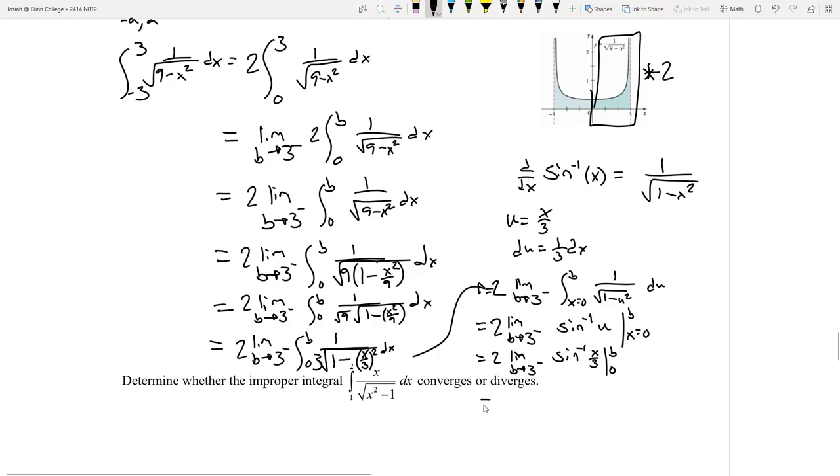Almost there. We've got 2 times the limit as b tends to 3 from the left. And then we'll go ahead and evaluate here: sine inverse of b over 3 minus sine inverse of 0. Sine inverse of 0 is 0. And so when we plug in 3, we get 1 in here. Inverse sine of 1, well, that's going to be pi halves, which gives us pi as our answer.